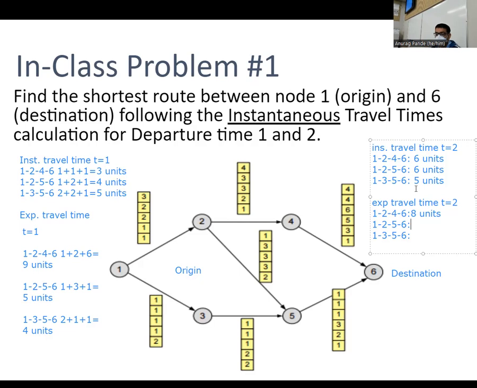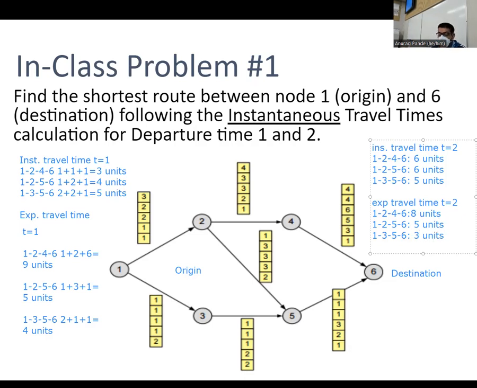Okay. All right. So I'm just going to quickly do 1, 2, 5, 6. Is there anybody who got some numbers for 1, 2, 5, 6? 5 units, and then 1, 3, 5, 6. 3. Okay, so I'm just going to put it down.